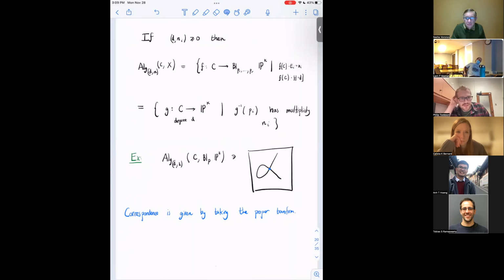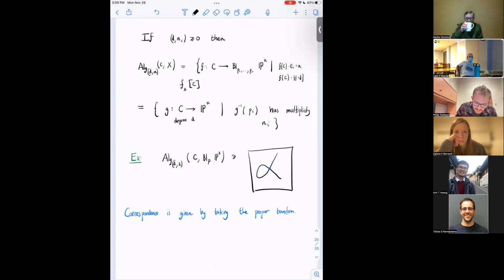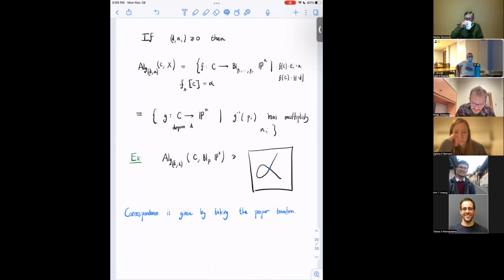Okay, so let me tell you one way of thinking about this space of algebraic maps a little bit more concretely. If you fix a collection of numbers d, n_i, which are greater than or equal to zero, and you consider the component of the space of algebraic maps from C to X which satisfies that the pushforward of the class of C is equal to alpha, or equivalently that the intersection of C with E_i has multiplicity n_i, and the intersection of C with H has multiplicity d, then this space has a more concrete description as the space of degree d maps from C to P^k such that the preimage of P_i has multiplicity n_i.